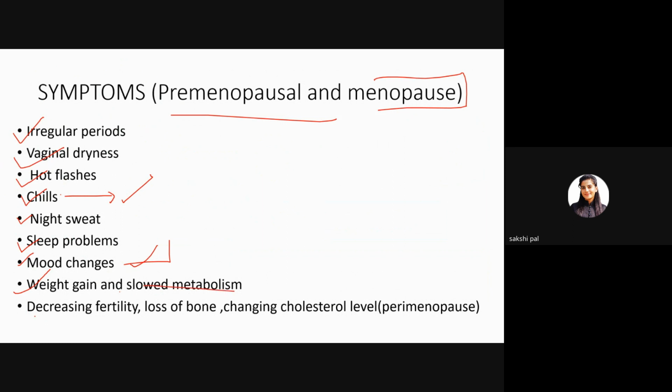Okay, decreasing fertility, of course. At that time, after that, the female will not be able to conceive. Loss of bone because calcium deficiency happens. Bone pain, knee pain, everywhere you can see. Very problematic for females. Okay, changing cholesterol level, perimenopausal symptoms.